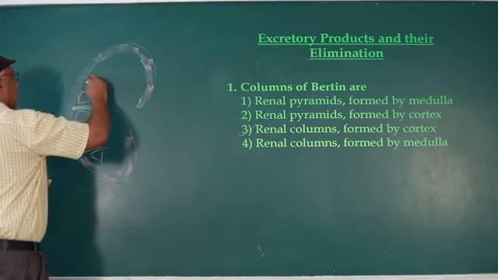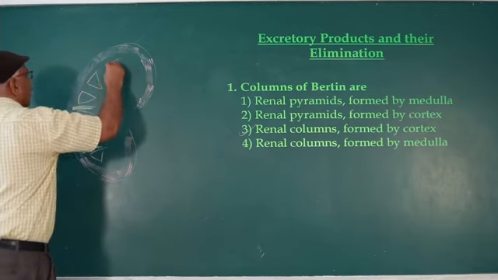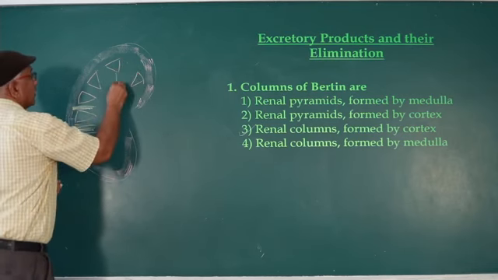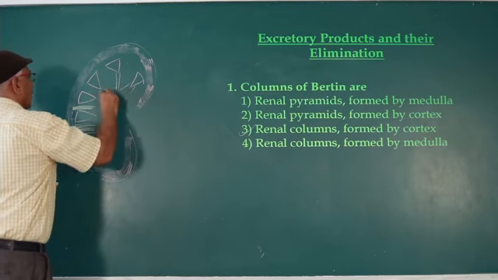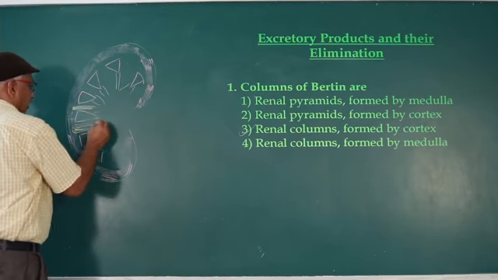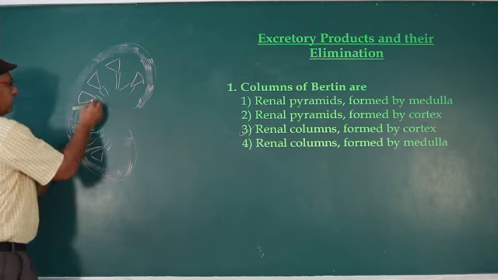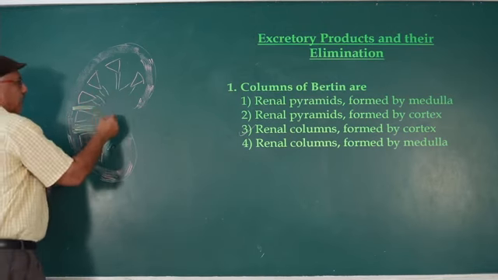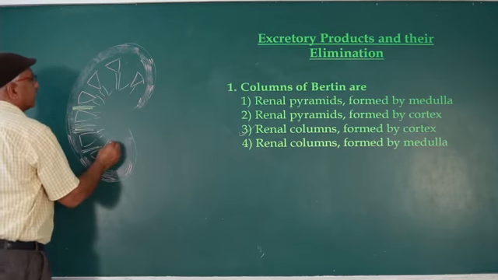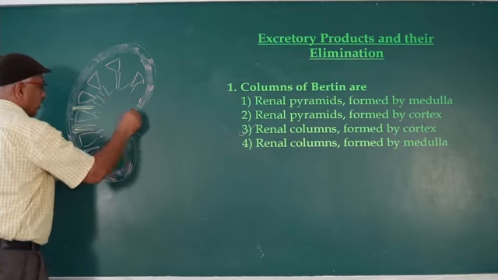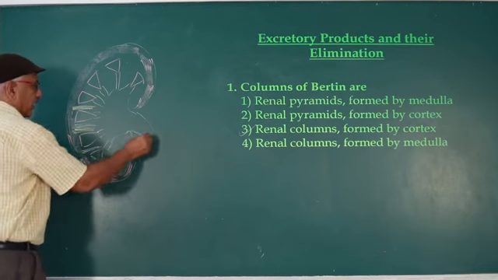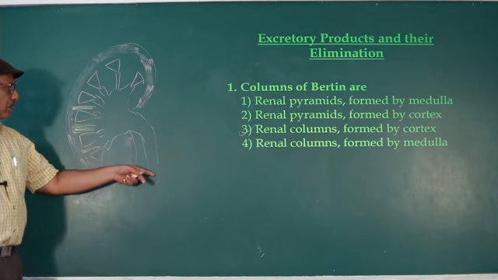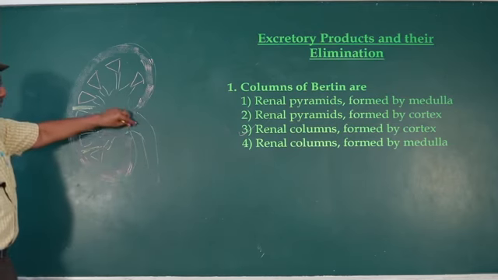So these are the renal pyramids. Renal pyramids open into calyces, cup-like structures, calyx. All calyces form the funnel-shaped structure, the renal pelvis. The renal pelvis comes out of the kidney through the hilus in the form of the ureter.